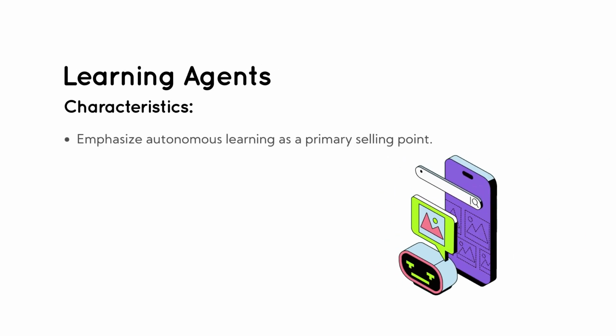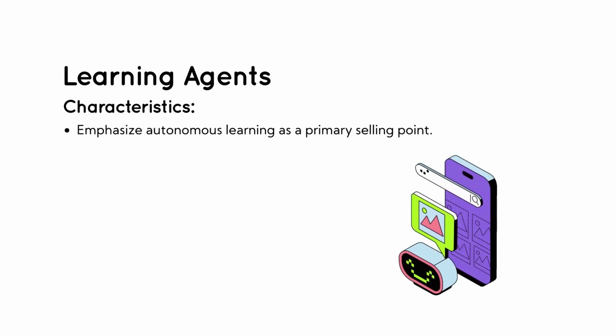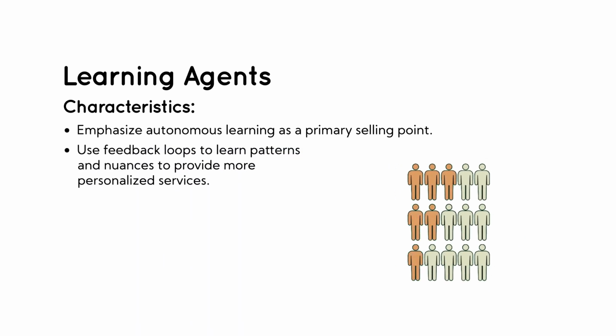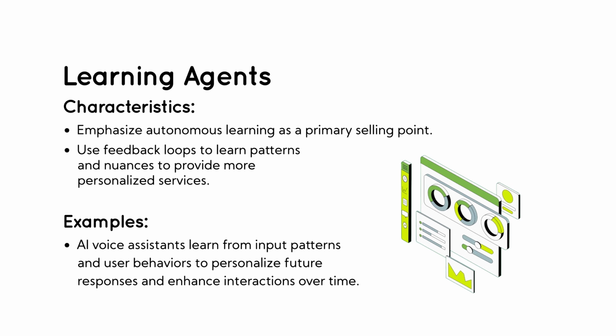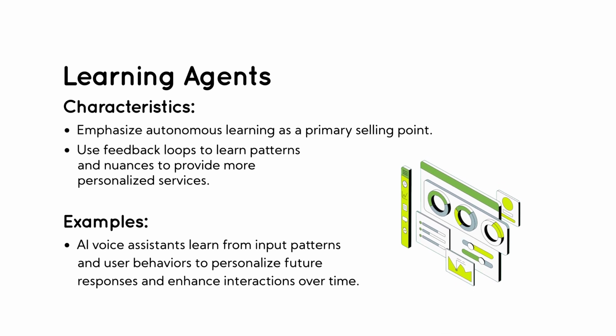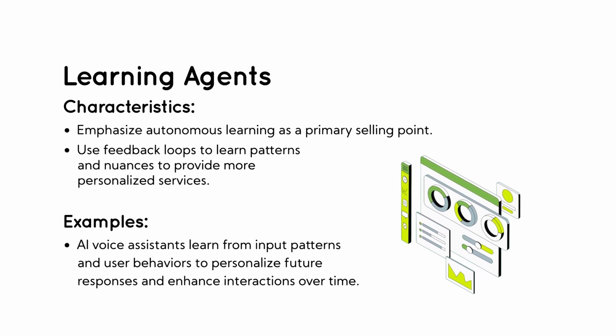Learning agents. Learning agents use past experiences and new data to improve their performance by adapting to user feedback. These feedback loops allow learning agents to continue growing and evolving to meet changing customer needs. AI voice assistants are one example. They learn speech patterns, preferences, and habits to provide more personalized responses.